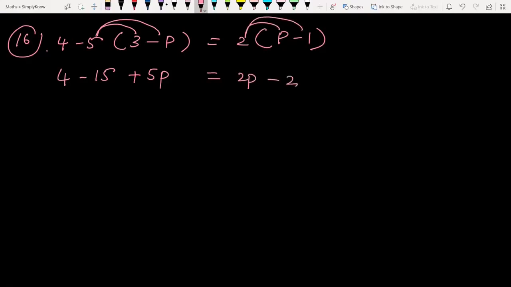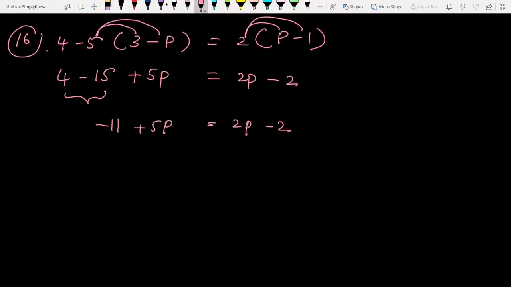Now here we can simplify these two terms because these are like terms. 4 minus 15 is minus 11. Then plus 5p equals 2p minus 2.